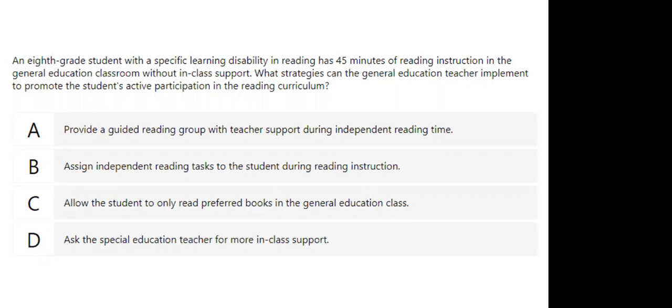Here are your choices. We know they should have support in the classroom, but special education teachers are sometimes absent. Reasons why there's only one teacher in that classroom on this particular day. Choose the correct answer. Hopefully you've chosen the correct one.